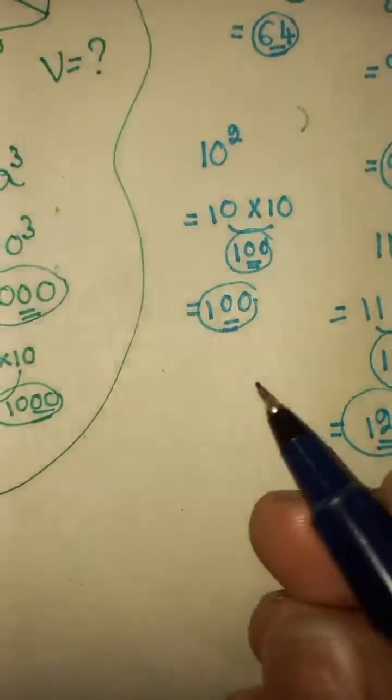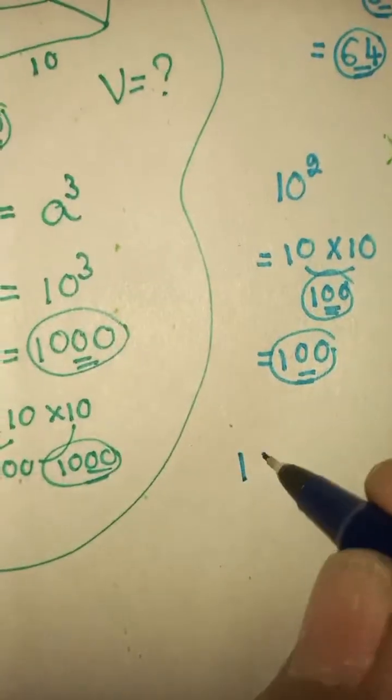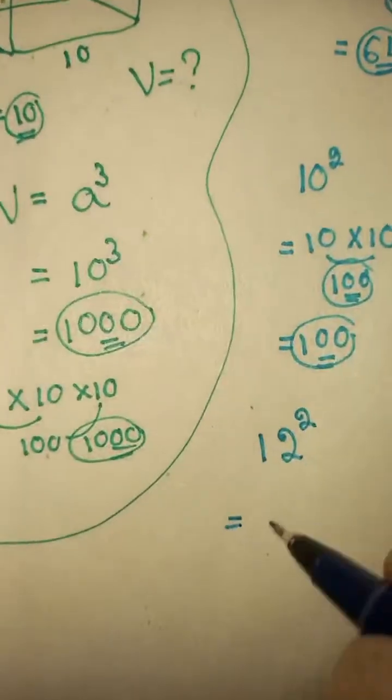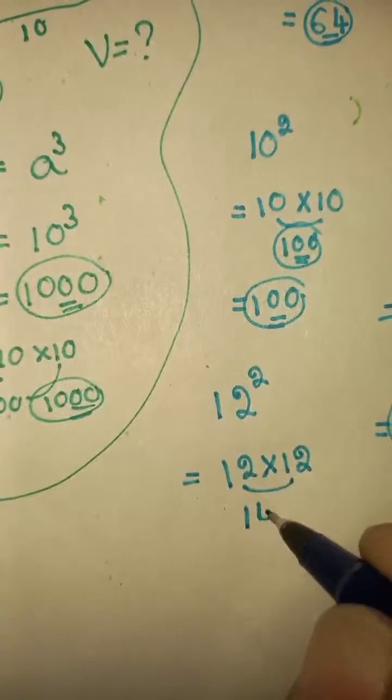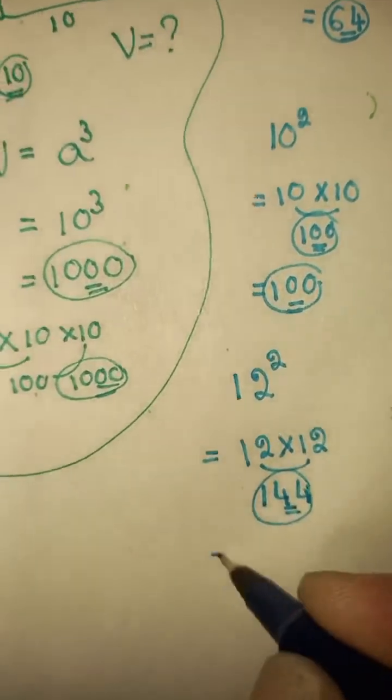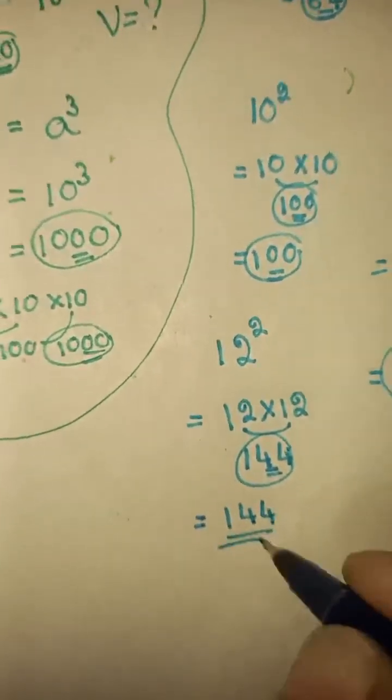Let's write 12 square. 12 square becomes 12 times of 12. 12 times of 12 is 144. So this becomes 144 value.